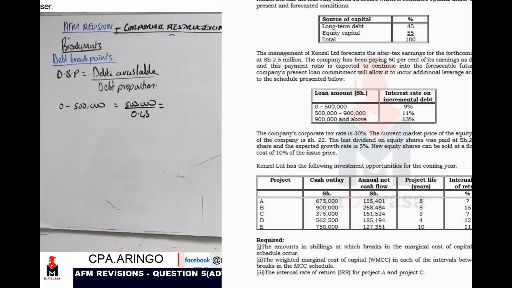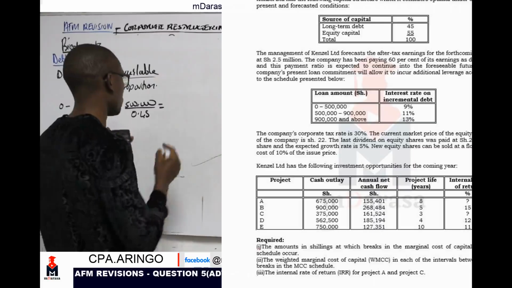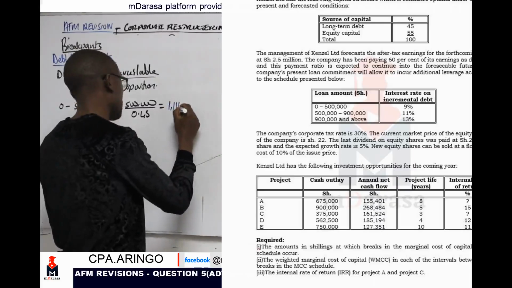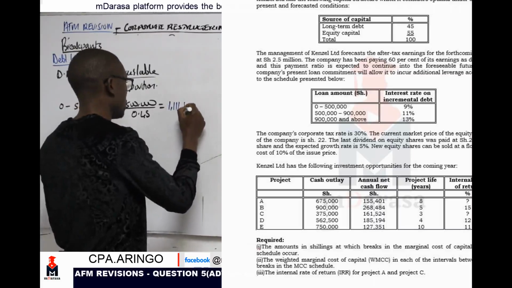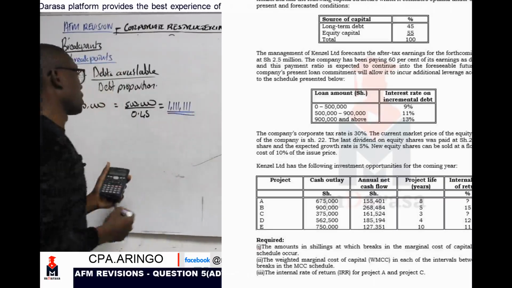Right? If you work it out, that should give us our value of how much? 500,000 divided by 0.45. I'm getting a figure of 1,111,111, right? So these are what you are getting between that range.